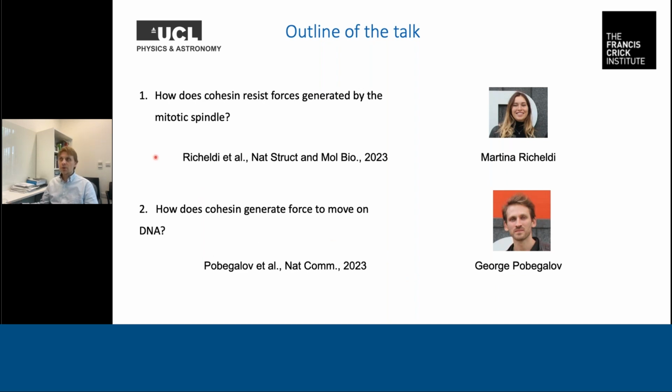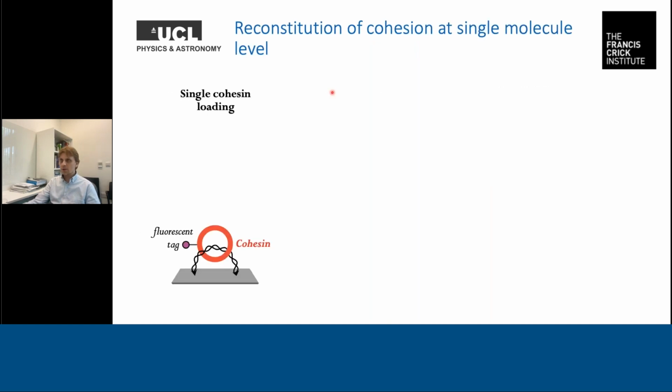So I start with the first question: how is it that cohesin, which is supposed to be dynamically binding DNA, can resist these forces generated by the mitotic spindle? To study this, we first established a reconstitution system. We wanted to reconstitute something that would mimic the anaphase situation, where you have two molecules of DNA which are held together by a cohesin.